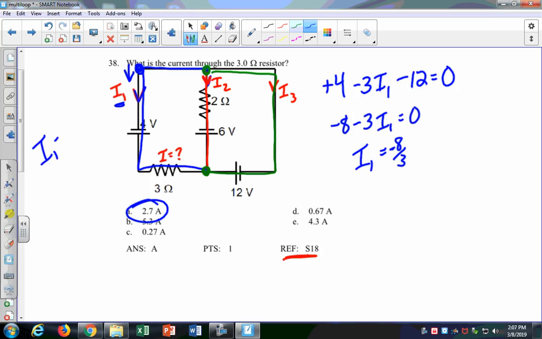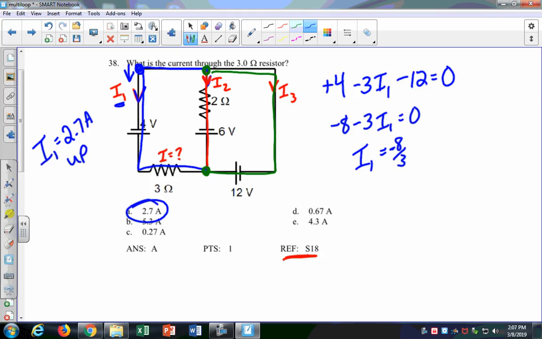Now I1, on the free response, I'll ask you for the magnitude and the direction. So you would write, okay, this is 2.7 amps up. Because I had chosen down, but then I found that I1 is negative, and so it needs to go up.